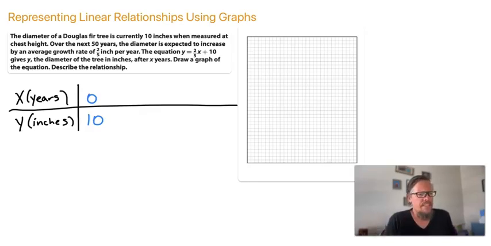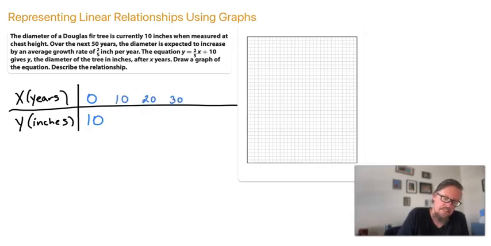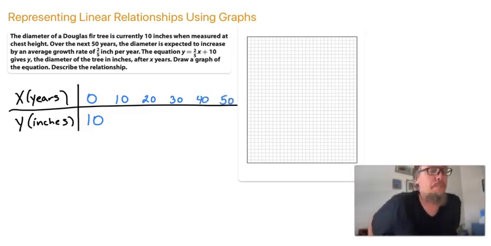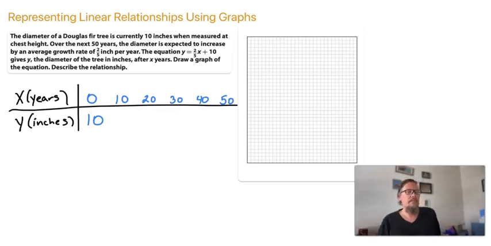Well, this problem says that I'm measuring this tree over the next 50 years. So why don't I just go from 0 to 50? And if I want multiples of 5, why not just go 10, 20, 30, 40, 50? I could do more than that if I really wanted to. I could do 5, 10, 15, 20, 25, 30 like that. But that seems excessive to do that many points. So let's just go by tens. Going by tens is actually probably too many points, but this is okay.